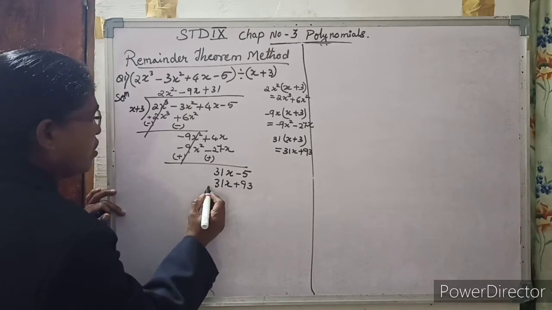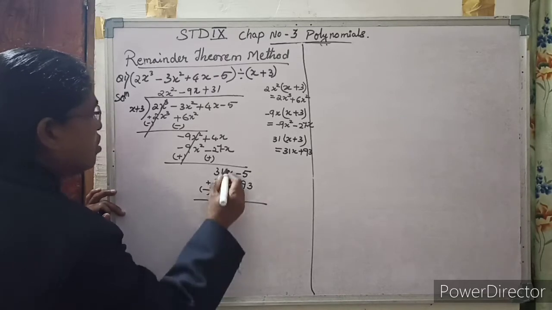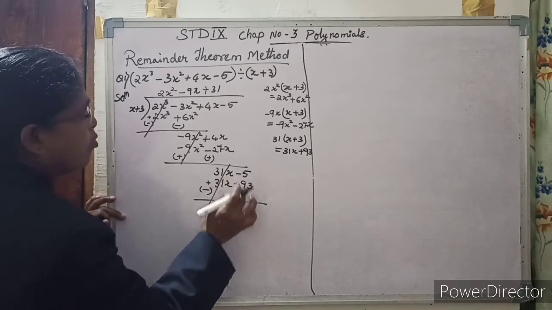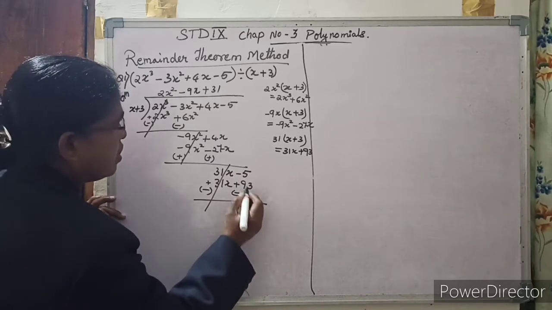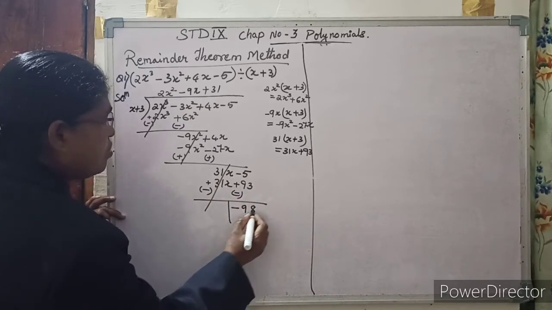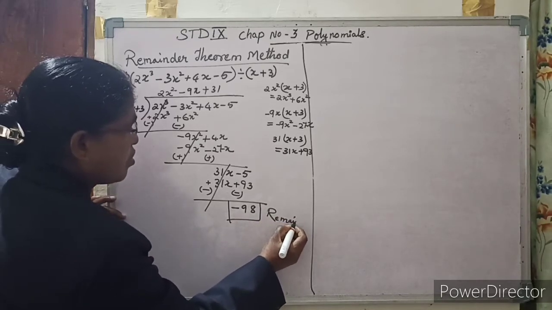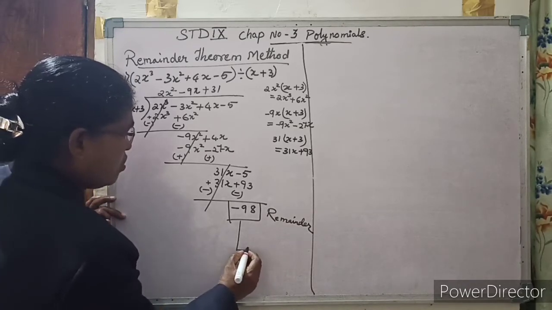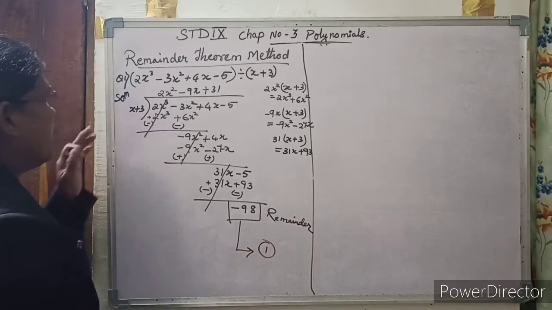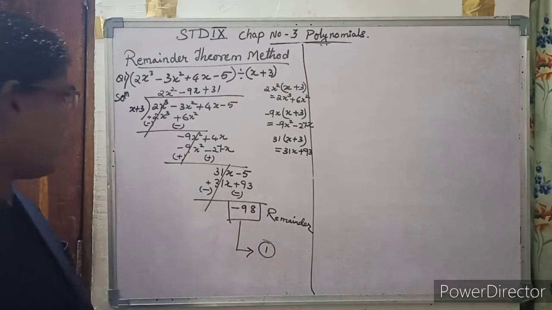Now change the sign. It is plus here, it will change to minus. This is plus, it will change to minus. So this gets cancelled. Now both have the same sign. Add and put the same sign. So it is minus 98. So this is the remainder here. Take this as point 1: in simple division we got the remainder as minus 98.